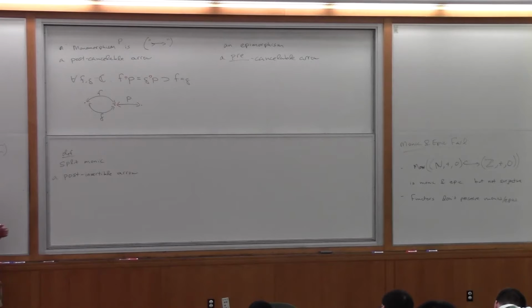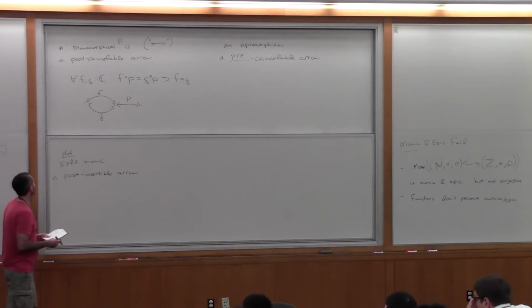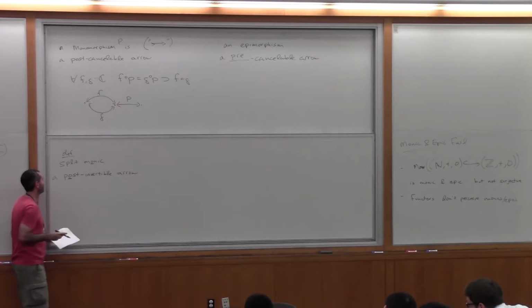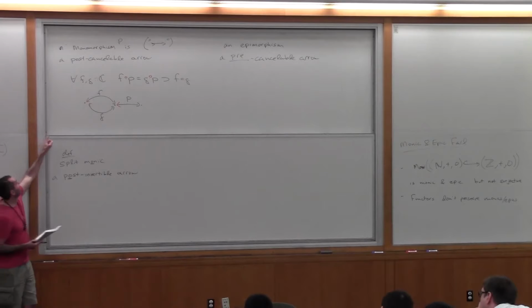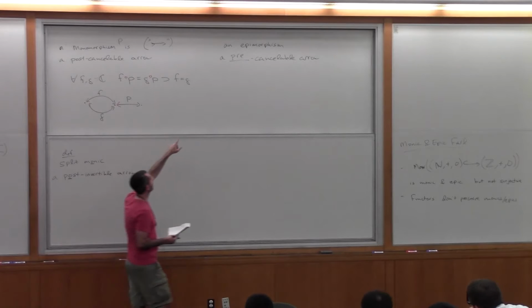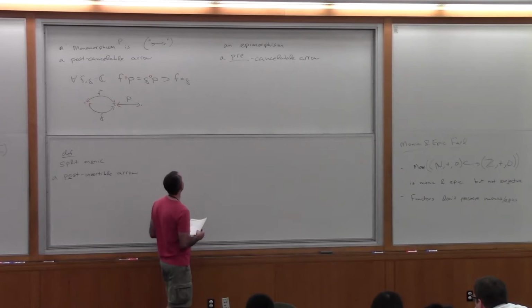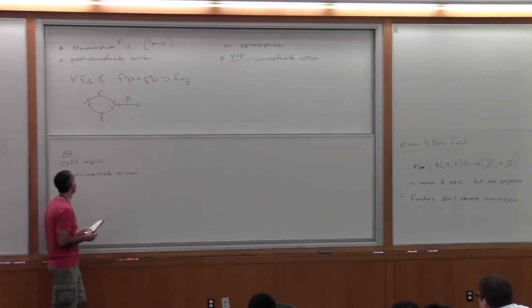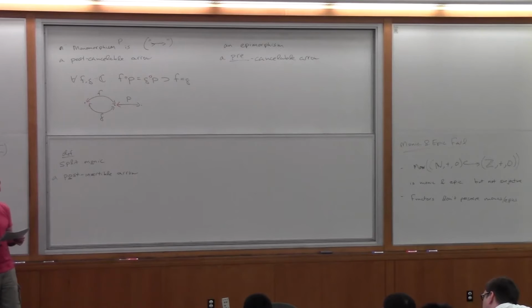If you haven't seen this before, it's very natural for you to confuse which of these words means which of these things, right? So I'm going to try to give you a mnemonic that works for me. Take it for whatever you think it's worth. The first vowel in the word monic is an O, and the first vowel in the word post is an O. So a monic is post something. So a monic is post-cancelable, a split monic is post-invertible, and epic starts with an E, and E is the first vowel in pre, so the pattern continues to hold here that an epimorphism is pre-cancelable and a split epimorphism is pre-invertible. I don't know if that helps you, but it's gotten me through a lot of things.